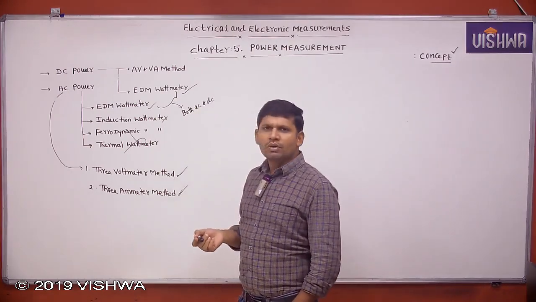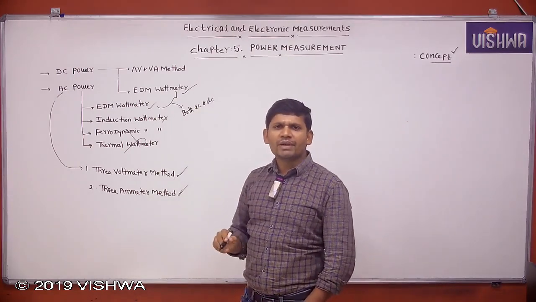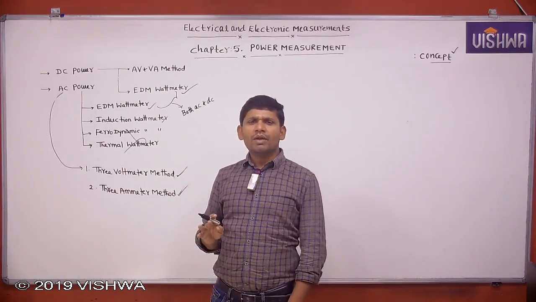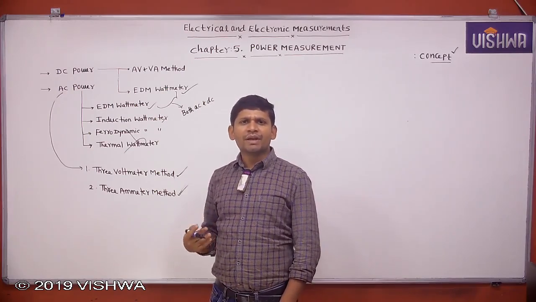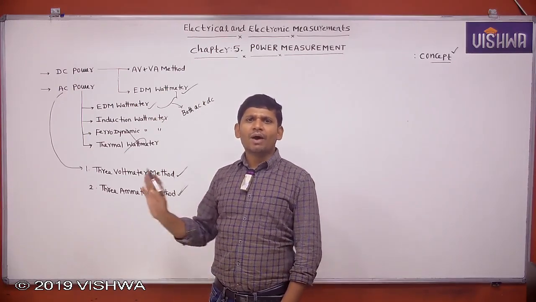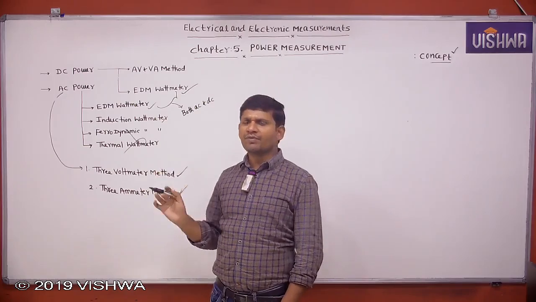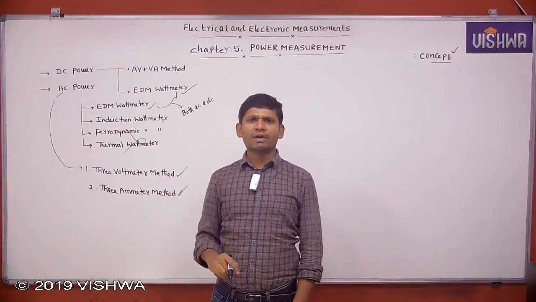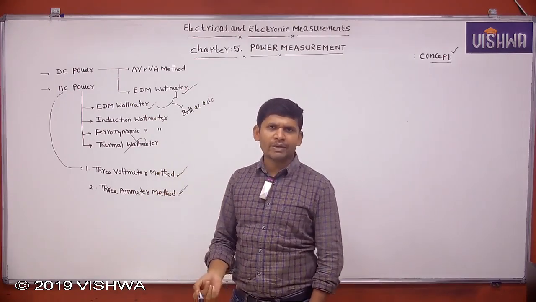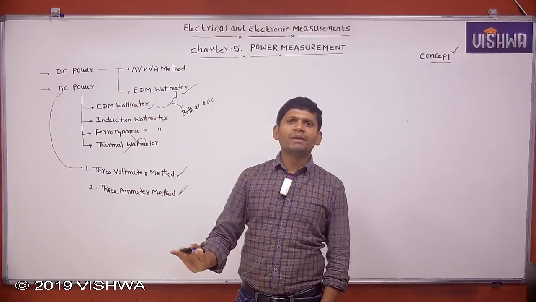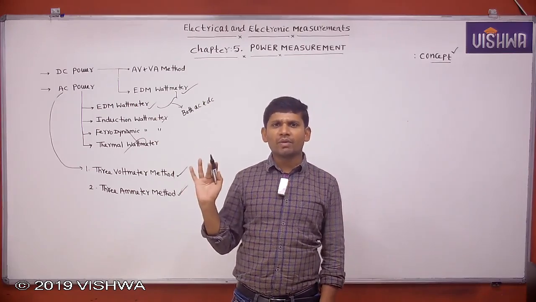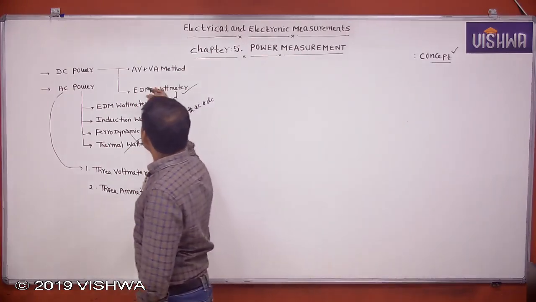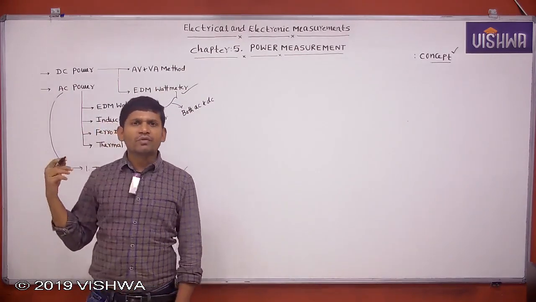Throughout, if it is given that wattmeter, you take the electrodynamometer wattmeter. There is no need to say EDM wattmeter every time. Generally, wattmeter means the EDM wattmeter. If it is mentioned that thermal wattmeter, induction wattmeter, or ferrodynamic wattmeter, then only you consider those wattmeters. That is fixed. Now, first I will start with the DC power measurement using the AV and VA method.